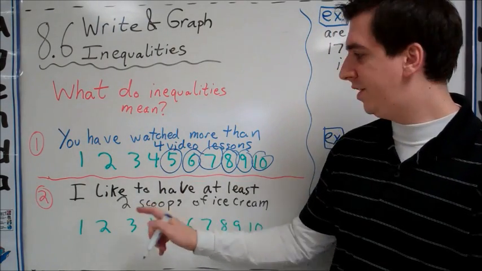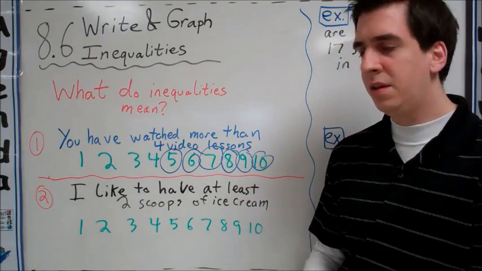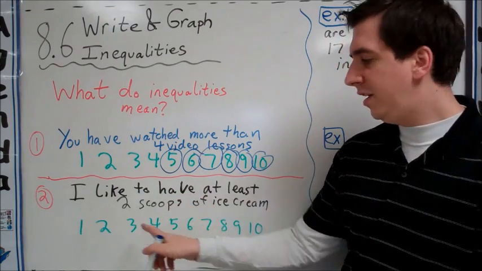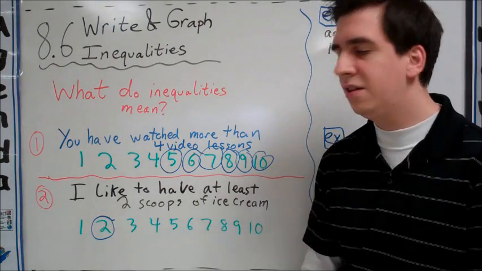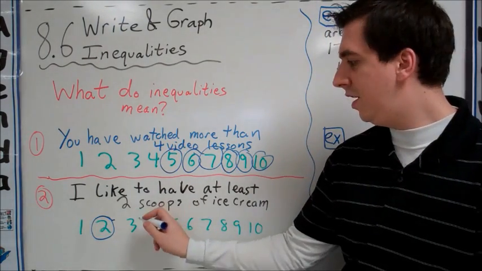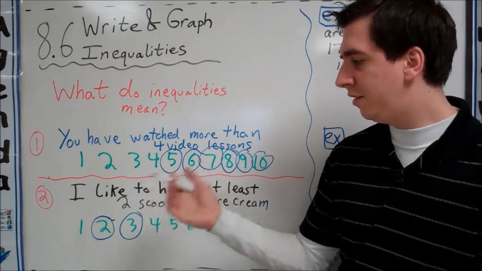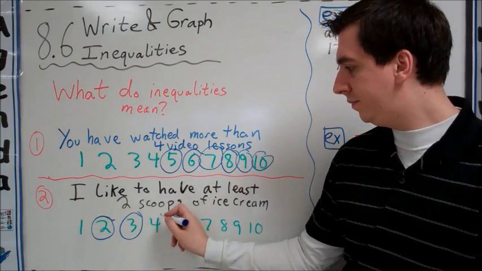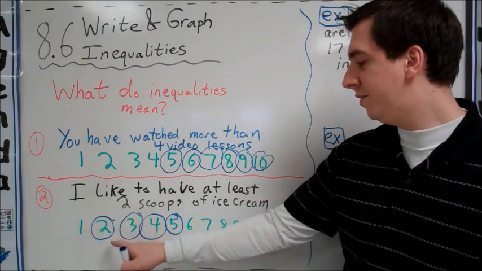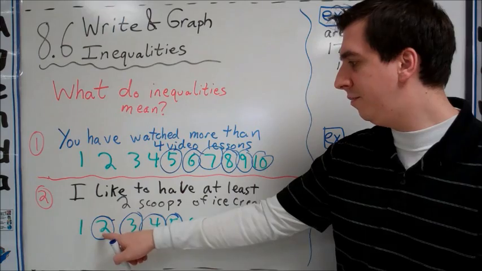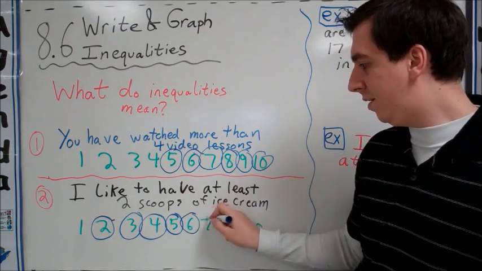Let's also look at another example. I like to have at least 2 scoops of ice cream. Remember, at least, can I have 2? Is 2 at least 2? Yeah, that means it is equal to 2. Is 3 at least 2? It sure is. It's either greater than or equal to 2. 4, 5, and again we notice that pattern. Once we find out where we need to start from, we need to have at least 2, start at 2, and then we can go all the way up.